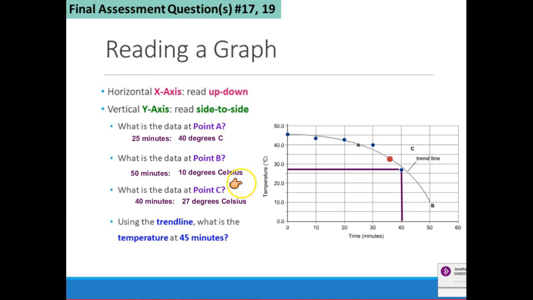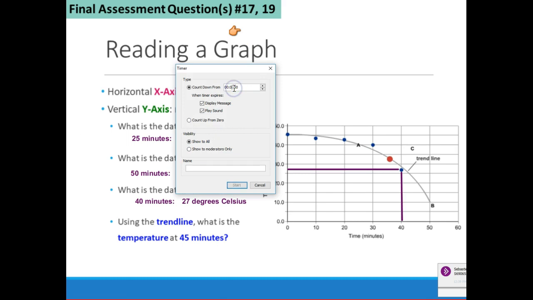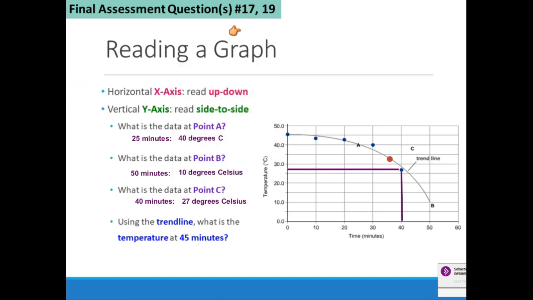So this should help us answer question number 17. Okay, so first let's do question number 17. Go ahead, give me a green check when you have number 17 saved. I'll give you 30 seconds, and then we'll do number 19 together as well. So first do number 17.